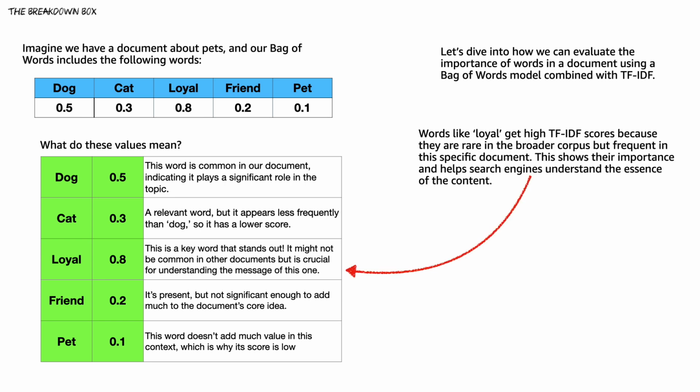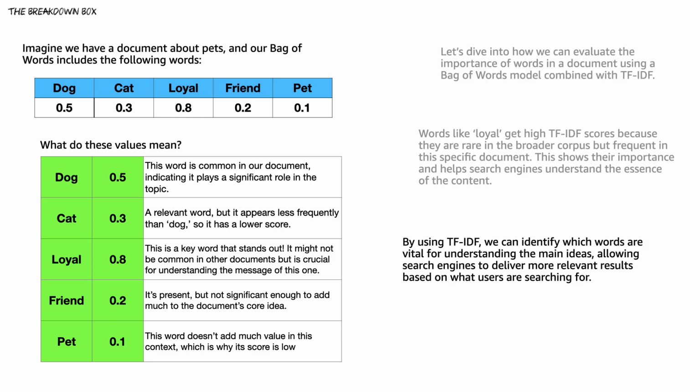So why is this important? Well, words like "loyal" get a high TF-IDF score because they are rare in the broader corpus but frequent in this specific document. This shows their importance and helps search engines understand the essence of the content. By using TF-IDF, we can identify which words are vital for understanding main ideas, allowing search engines to deliver more relevant results based on what users are searching for.